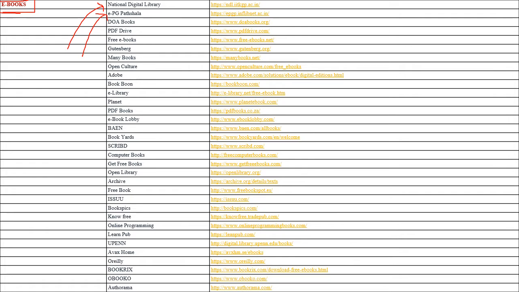E-Pathshala, but this is majorly for postgraduate students. PDF Drive, yes, many books are available for free. Then you have Adobe. This is also a very good thing where you can find good books. Scribd is very good again, but I think you need a subscription for this because it's not free. Once just check, and then you have UPN.